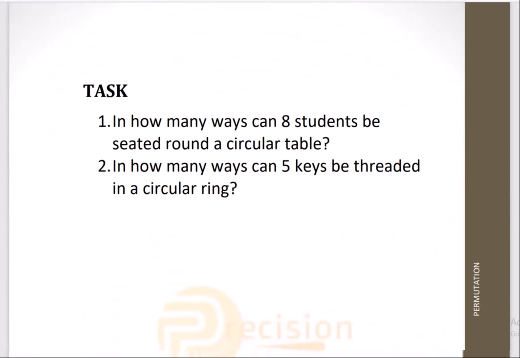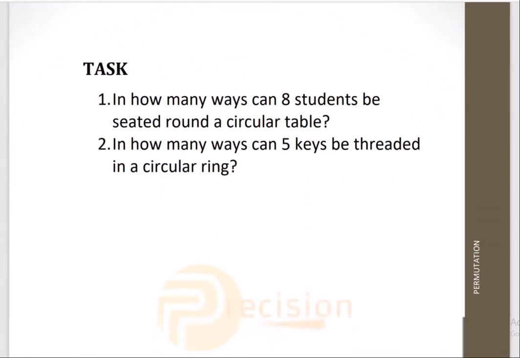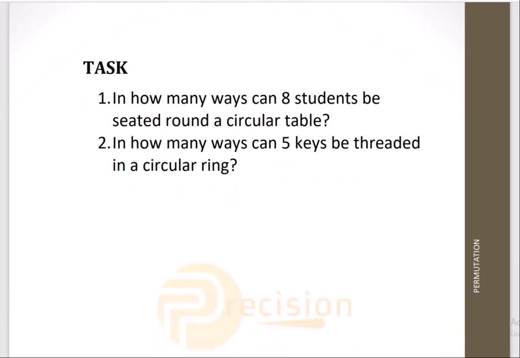Let's go to the task. You have two questions to solve. I want you to make sure you do these questions on your own. Just two questions and you are done.